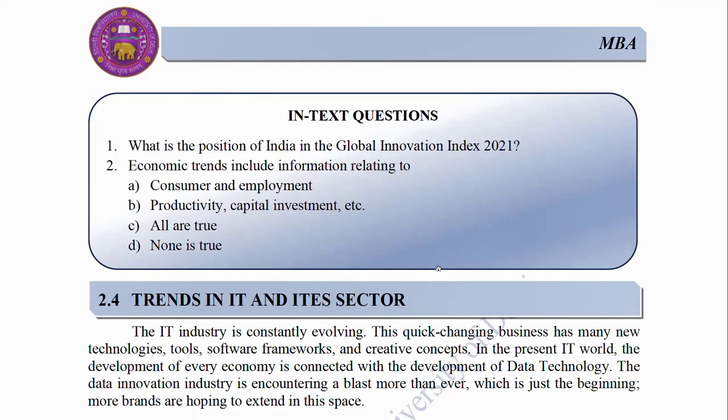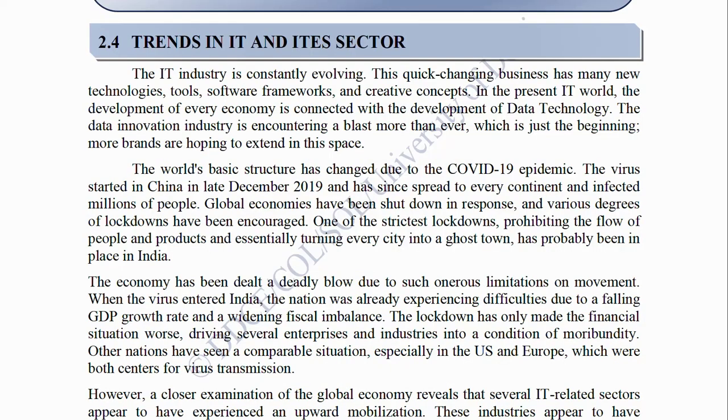In-text questions. Number 1. What is the position of India in the Global Innovation Index 2021? Number 2. Economic trends include information relating to: A. Consumer and employment. B. Productivity, capital investment, etc. C. All are true. D. None is true.